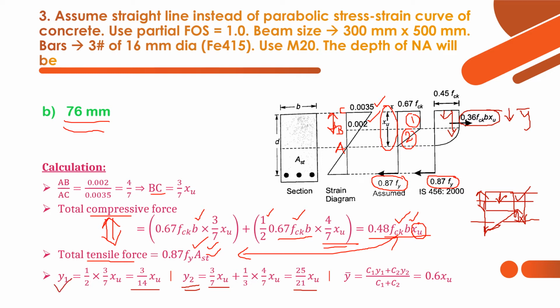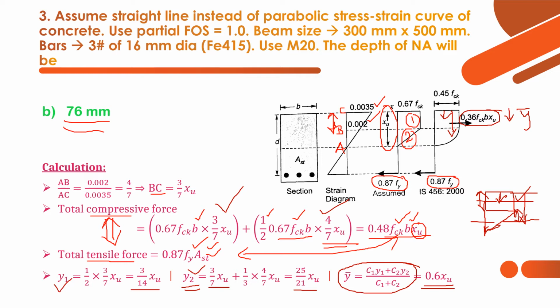So we got y1 and y2 values. Just substitute in this formula to get the distance from the utmost compressive fiber at which the compressive force is acting. That is nothing but C1 y1 plus C2 y2 by C1 plus C2. So what is C1? This is the C1, this is the C2. So y1 y2 we got. On substituting here, we get a value as 0.6 xu. So this is the value of y bar.